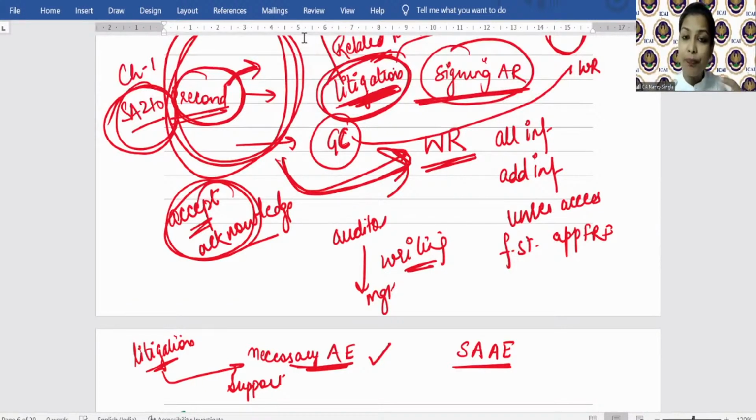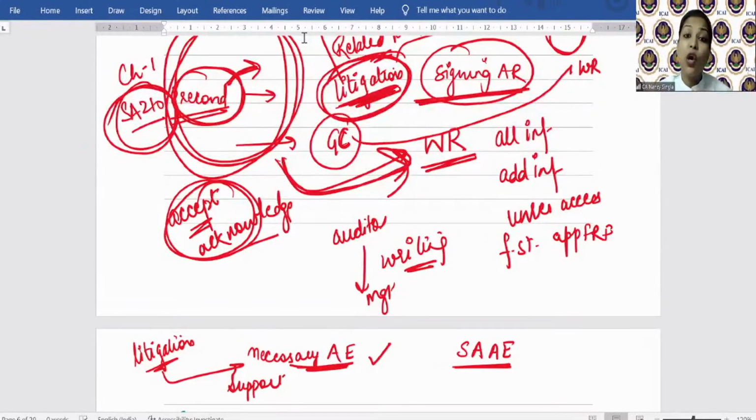Can it be, listen to the question, can it be after the date of audit report? कि जब मैंने अपना audit report दे दिया है, जब मैंने उसको sign कर दिया है, उसके बाद written representation ले सकते हैं management से? Quickly tell me. So the answer is no.